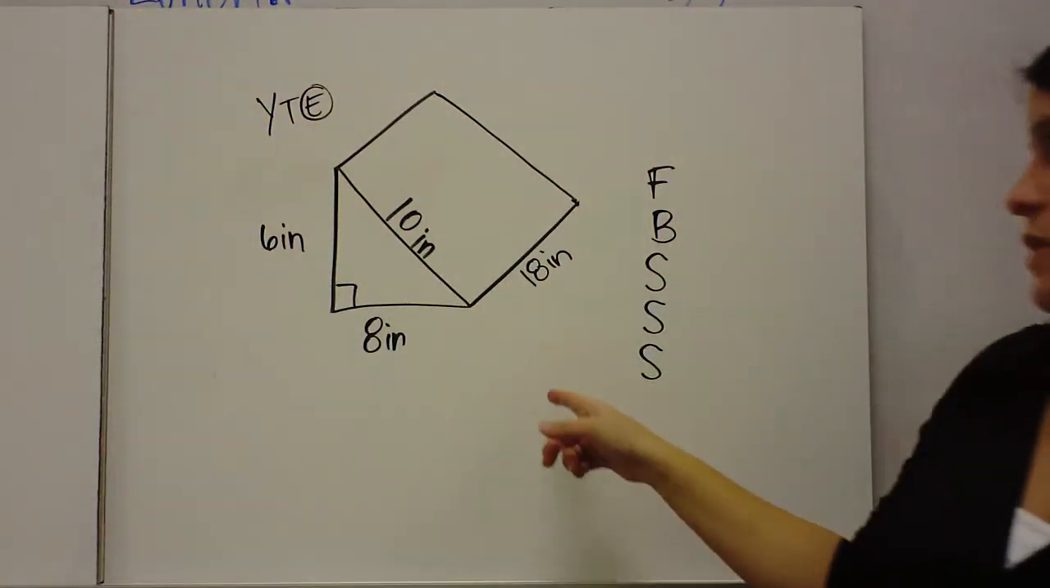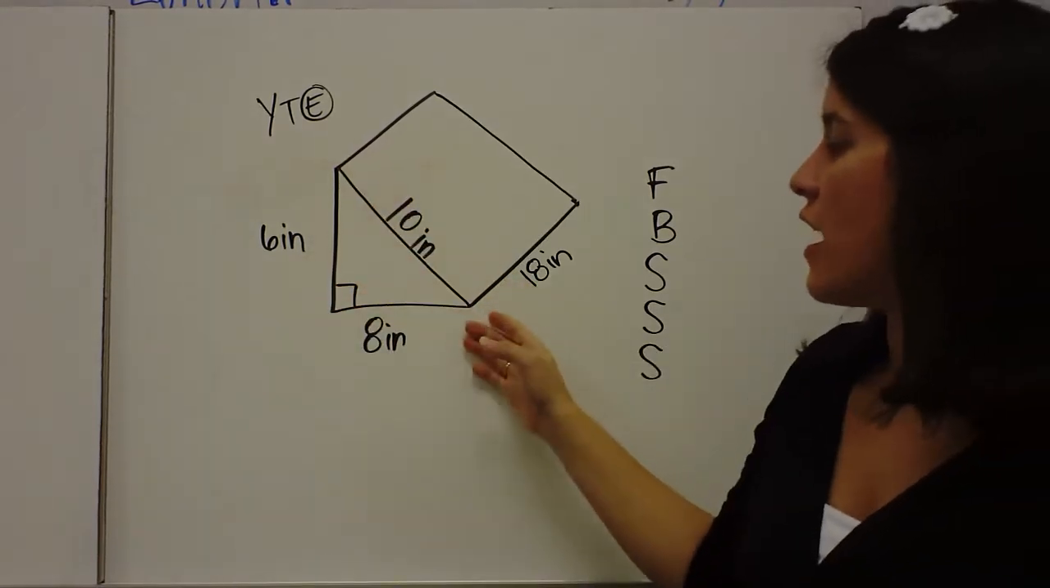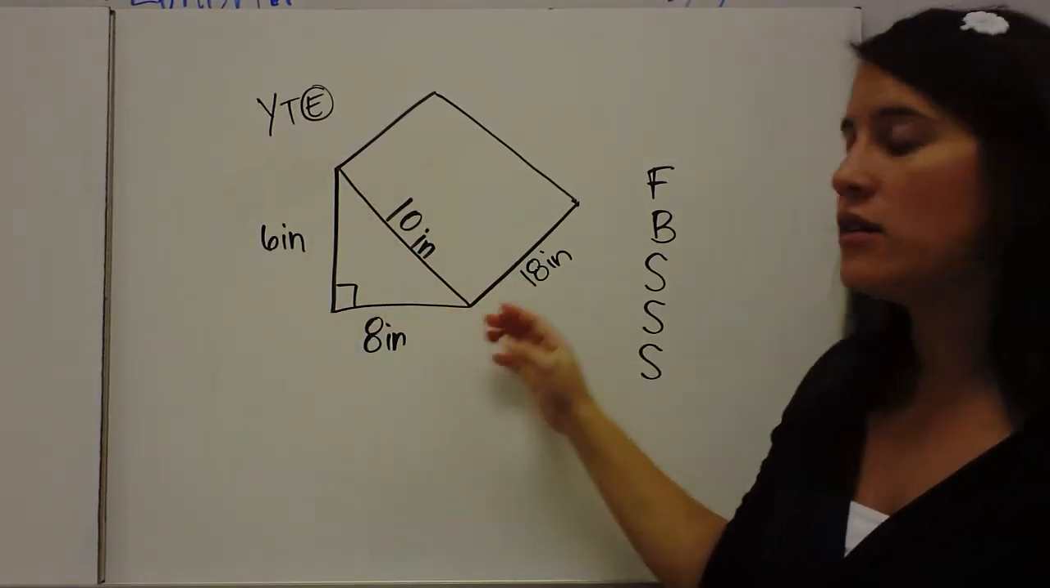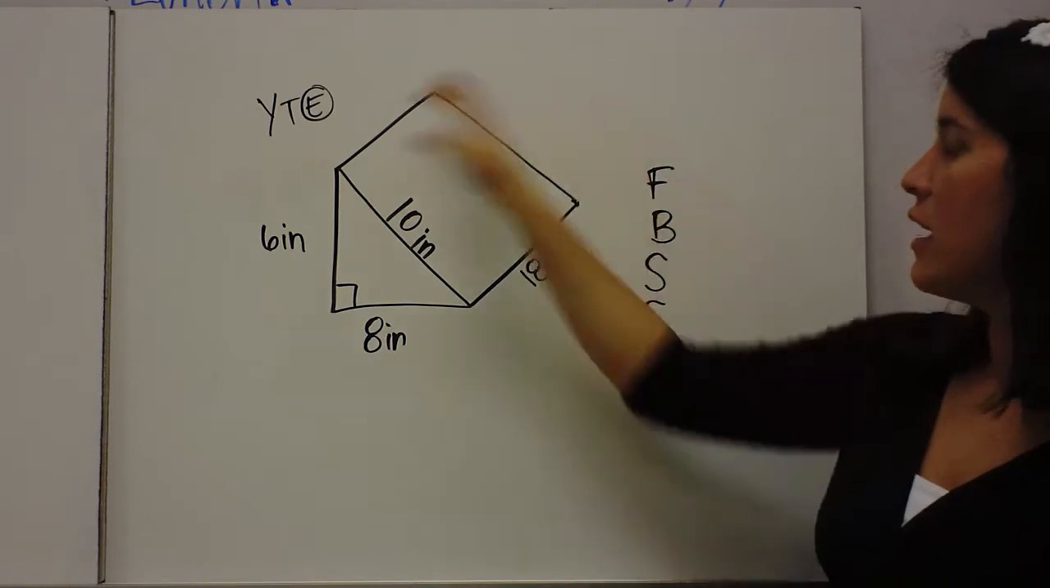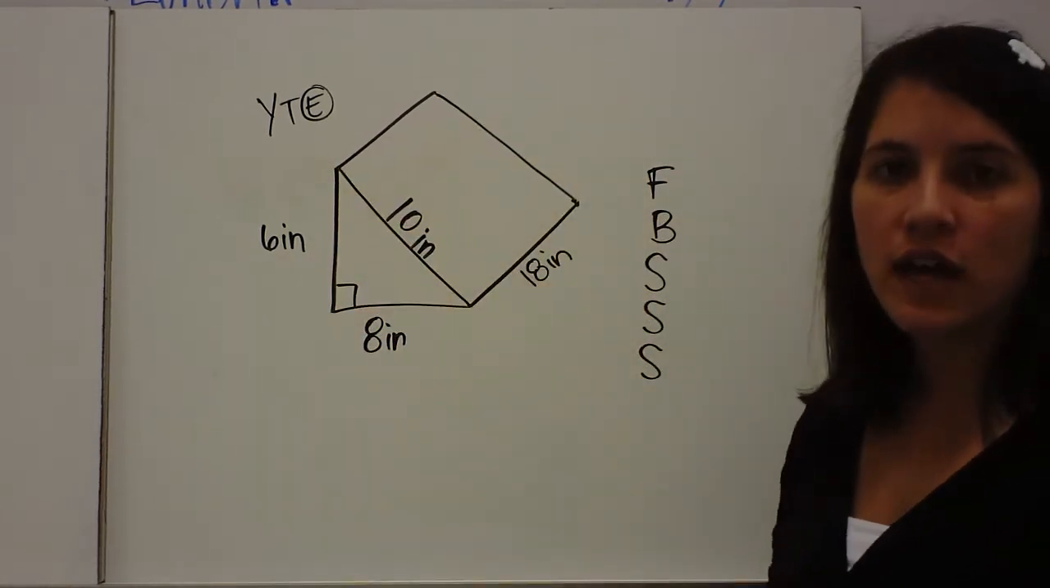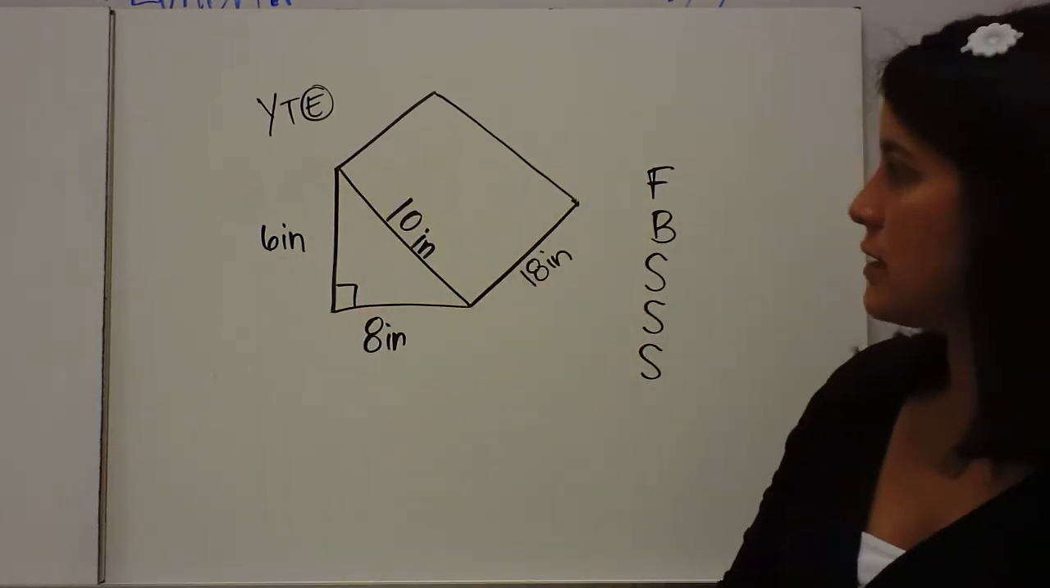All right, you try this one. This is a triangular prism net, front, back, side, side, side. So I want you to try this one. And we're going to go over it in class.